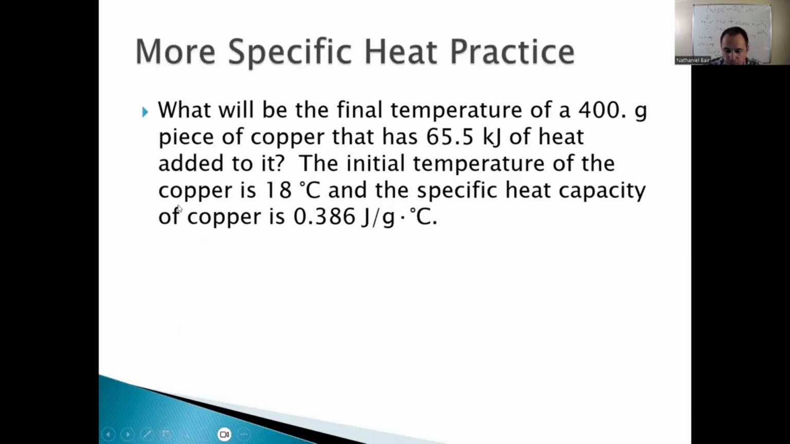All right. Try this one. This one's a little bit more difficult. What will be the final temperature of a 400-gram piece of copper that has 65.5 kilojoules of heat added to it? Be careful of that unit. That's in kilojoules. Specific heat capacity is in joules, so you're going to have to change it. The initial temperature of the copper is 18 degrees Celsius. Specific heat capacity of the copper, 0.386 joules per gram times degrees Celsius. Why don't you try to pull some stuff out of that while I copy it down on the board? And we'll talk about how to use Q equals mcT to solve this guy.